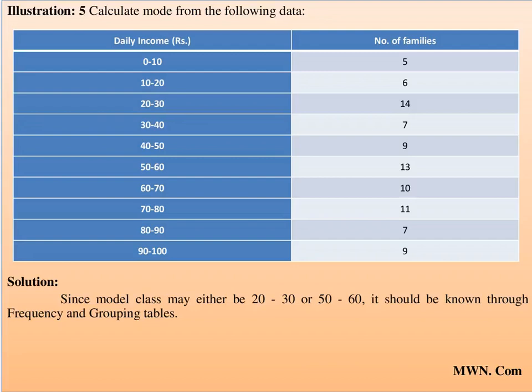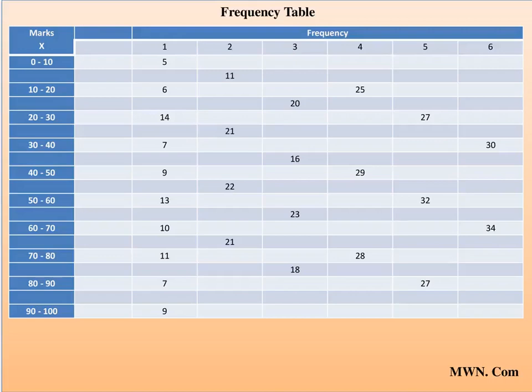The grouping table contains 6 columns. In the first column, all the frequencies should be recorded. Second column: 5 plus 6 is 11, then you can take that till 14 plus 7 is 21, like that. In the third one, after leaving the first, you make the totals: 6 plus 14 is 20, then 7 plus 9 is 16. Then in the third, you total 5, 6, 14 is 25, like that 7, 9, 13 is 29.